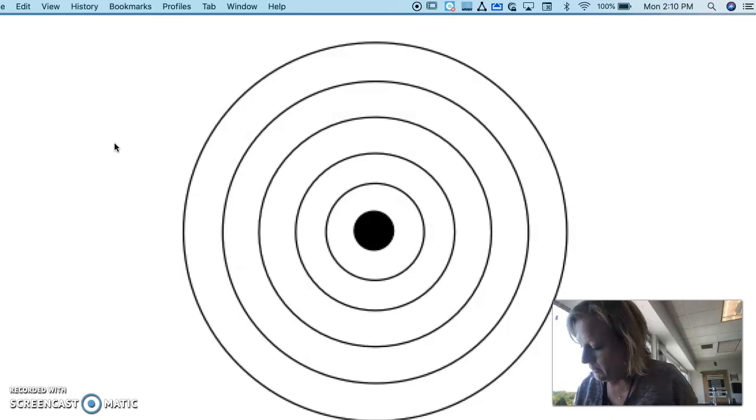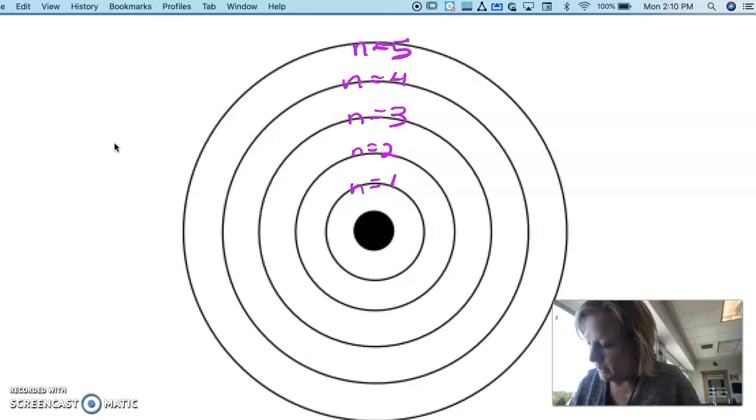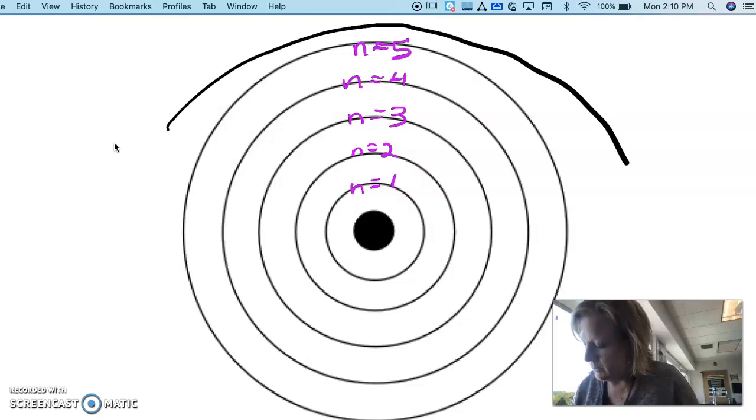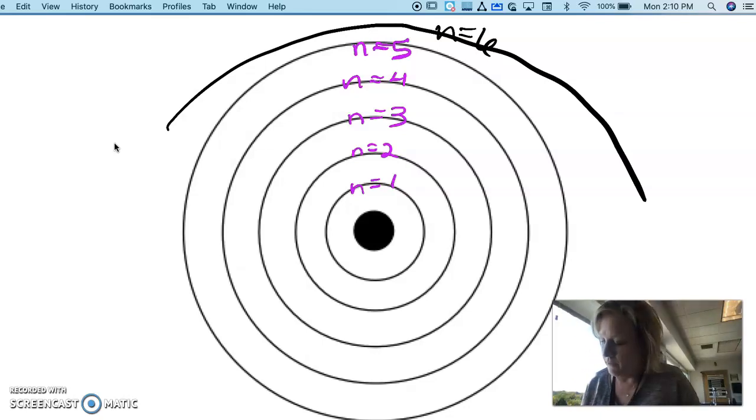So I would label, n equals 1 is just that first level, energy level. N equals 2, 3, 4, and then I'm going to add n equals 6. So if you have an electron sitting at n equals 2, we would call that ground state.